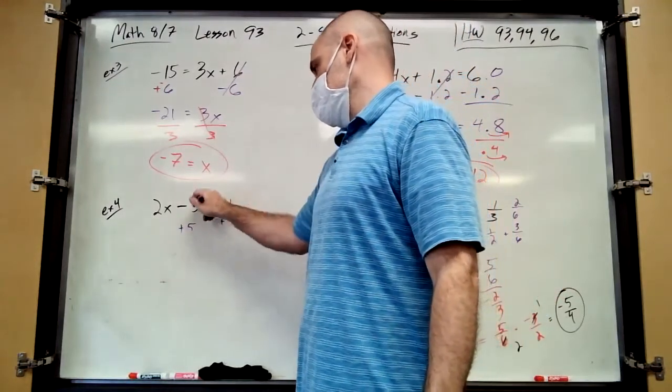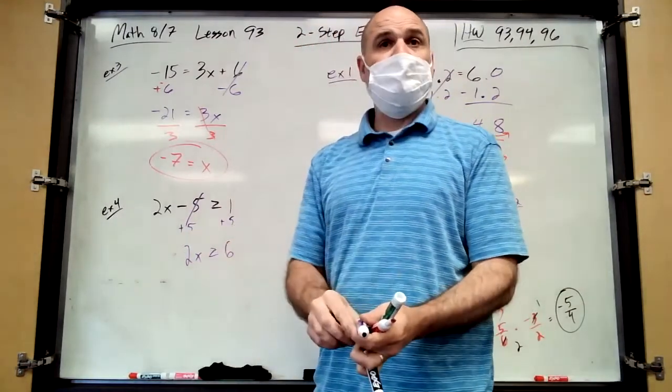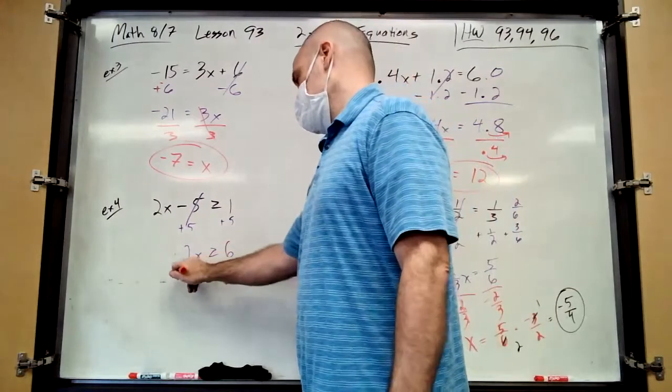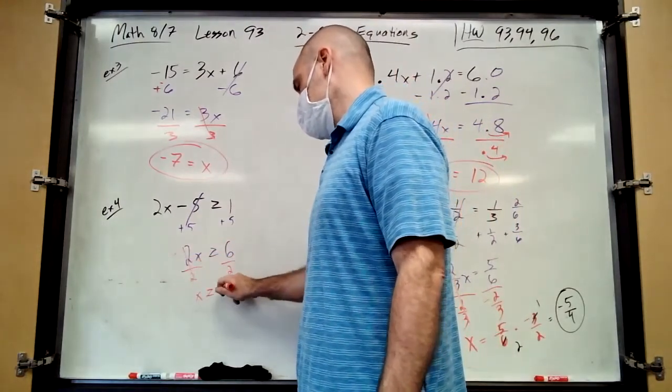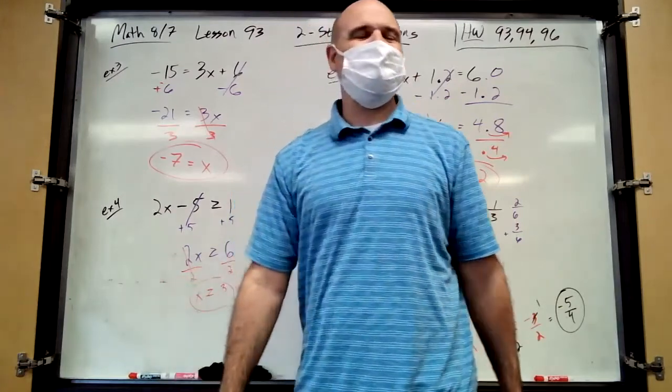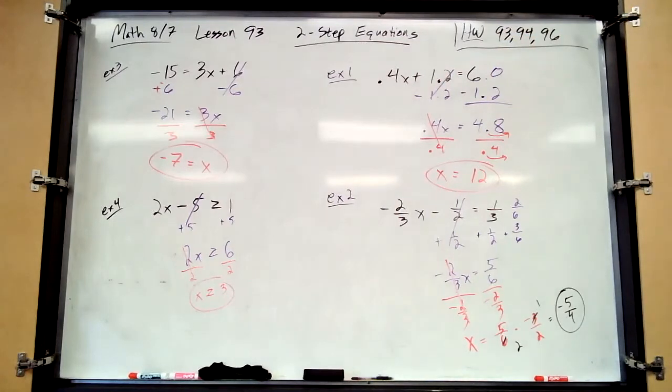Add 5, right? 2x is still greater than or equal to 6. Then what? Divide by 2. You're just doing the same thing. It's just like an equation. It's just x is greater than or equal to 3. It's still looking like this, okay? So that's an inequality. We'll talk about inequalities more maybe next year, but for now you can just solve an inequality the same way you solve an equation. Okay, everybody good with that? All right, 94.